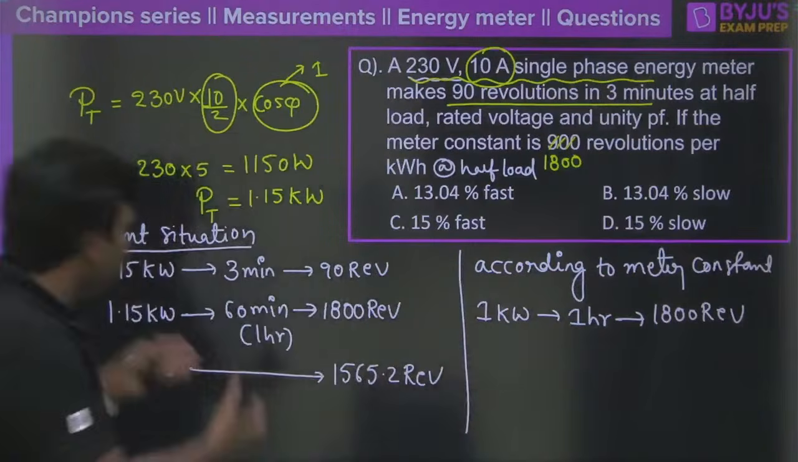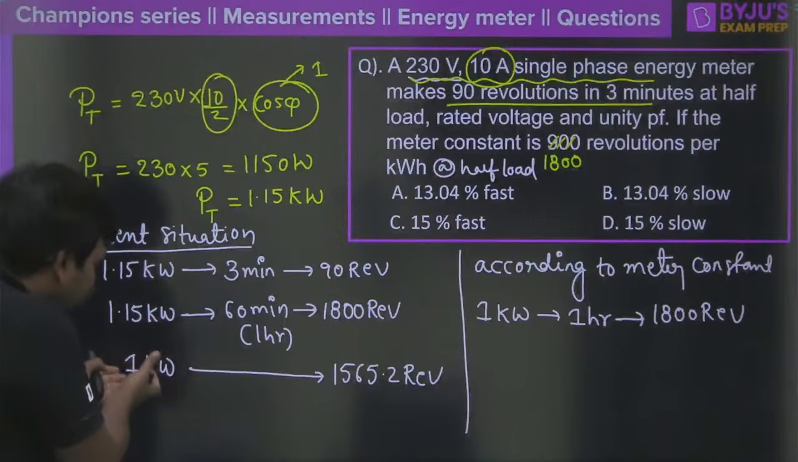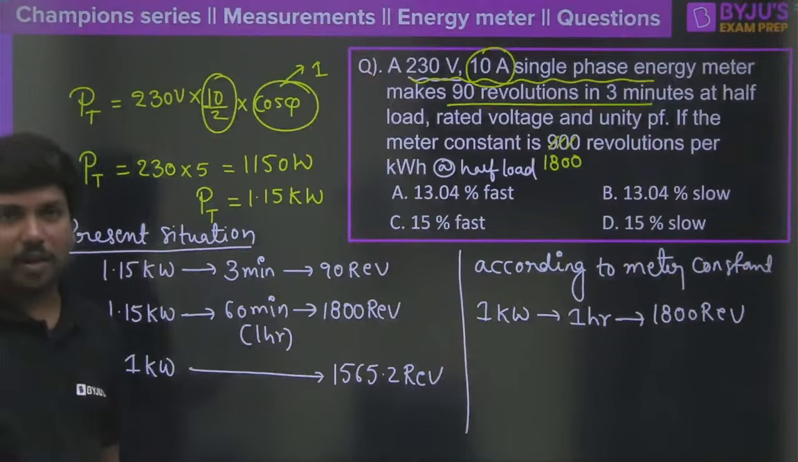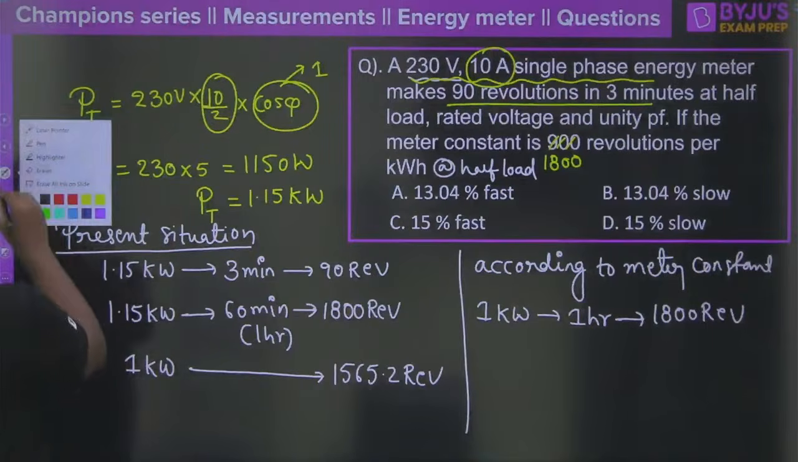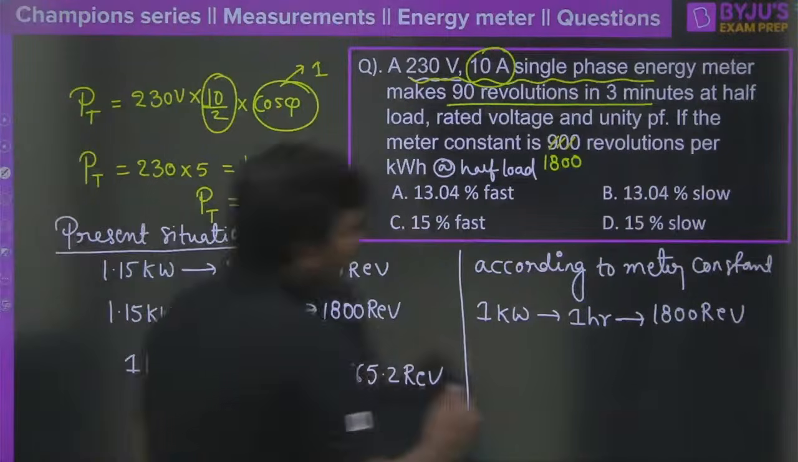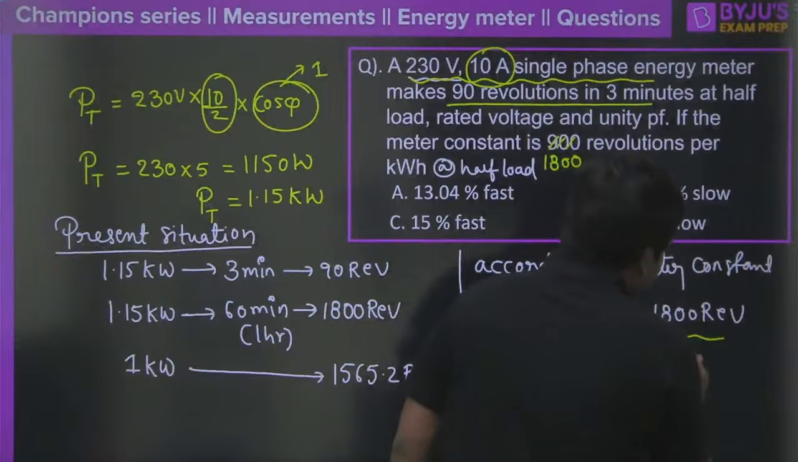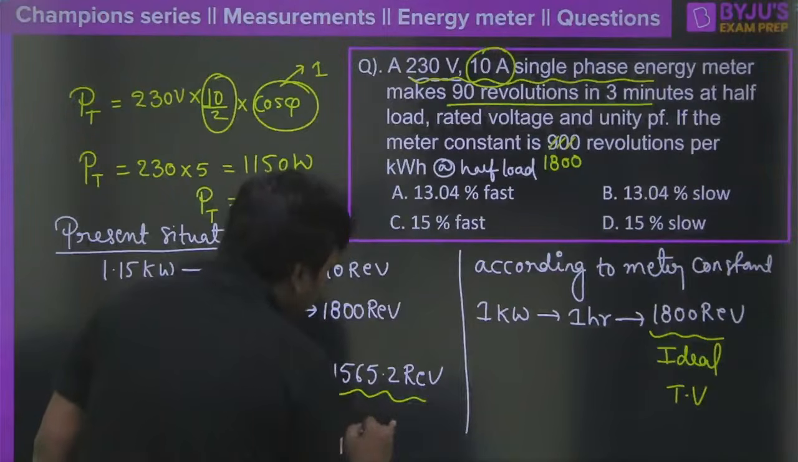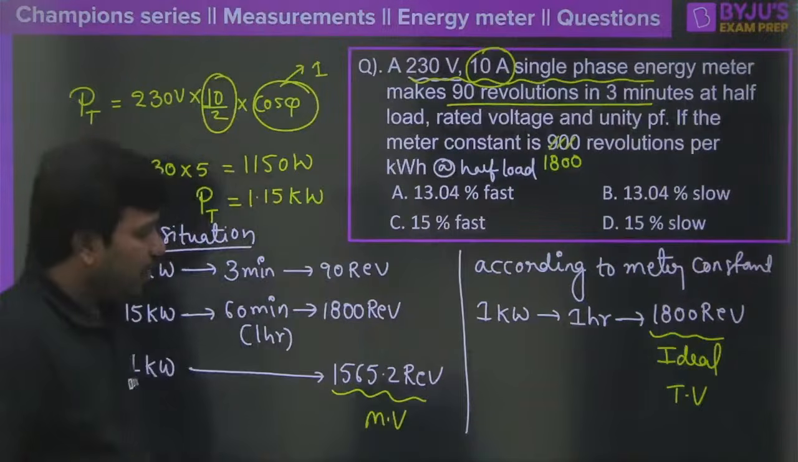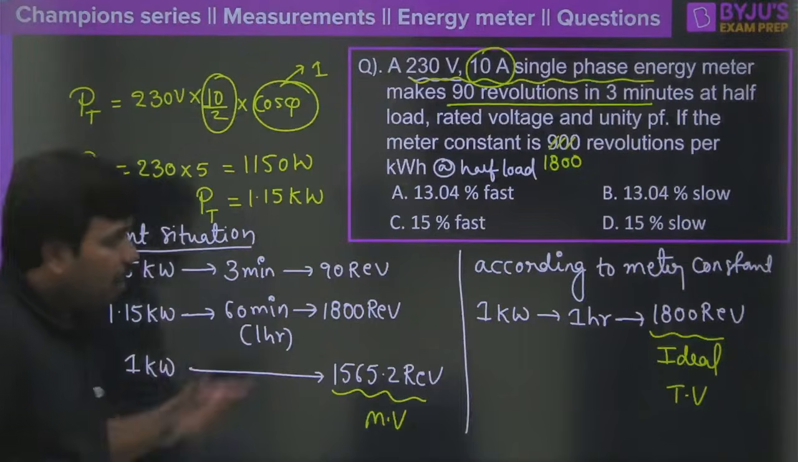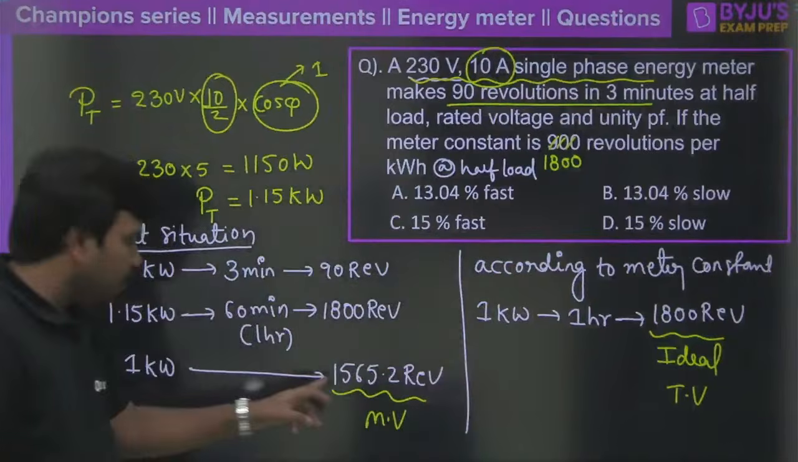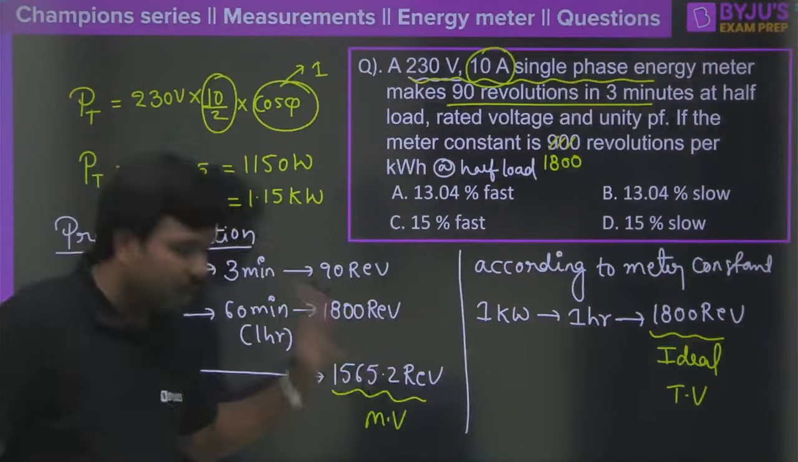But when I use this in my home, it is actually showing 1565.2 revolutions per 1 kilowatt power consumption. That means I should agree that 1800 is the ideal one. Ideal means we call this the true value. What is the measured value here? The measured value is this one. If it is consuming 1 kilowatt, it should show 1800 revolutions, but it is showing 1565.2 revolutions.